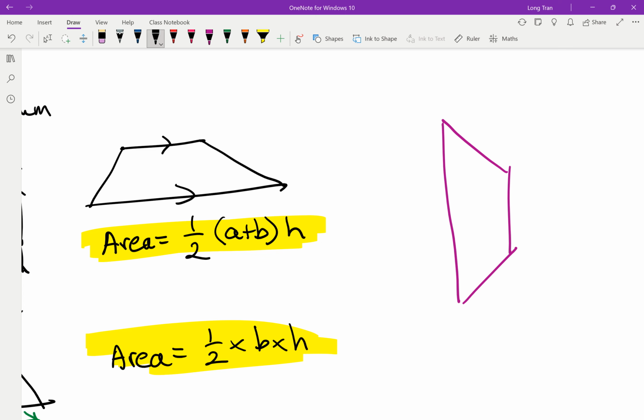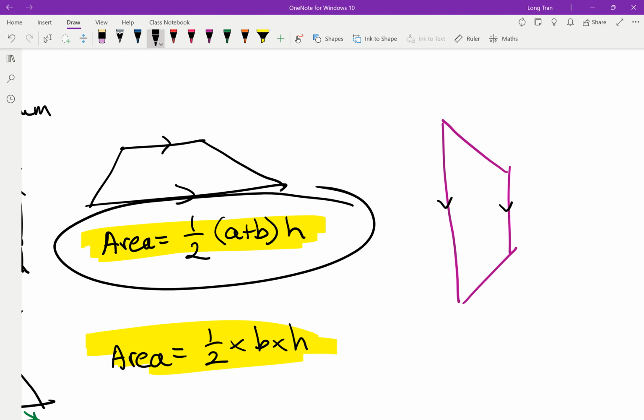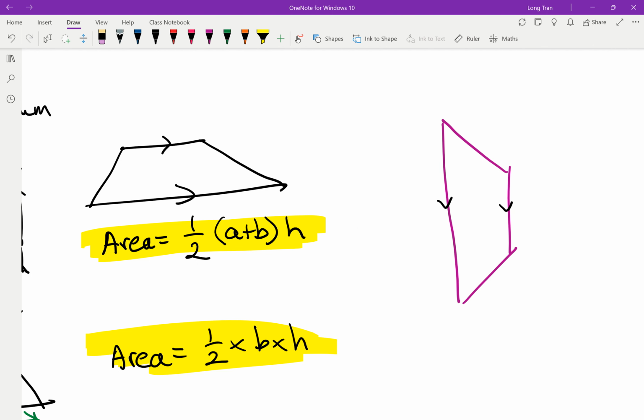And how do you know? It looks like there's two parallel lines and the other two are not parallel. That's how you know it's a trapezium. Okay, so it's a four-sided shape. It's not a kite. It's not a rhombus. It's not a parallelogram. It's clearly a trapezium. And what's the formula for a trapezium? Right here. Half times A plus B times height.